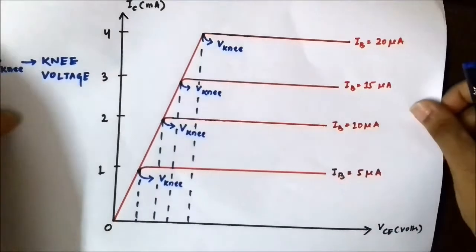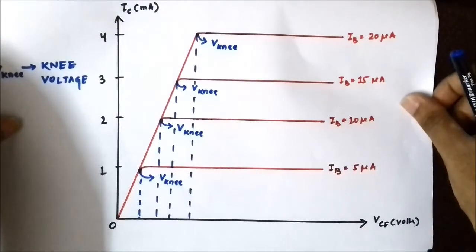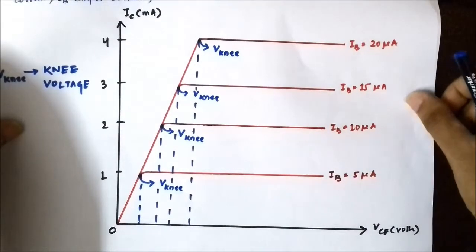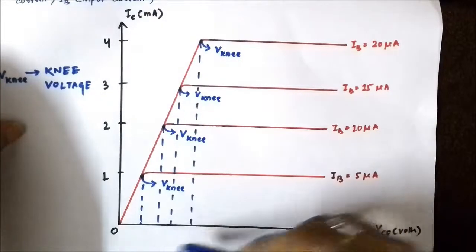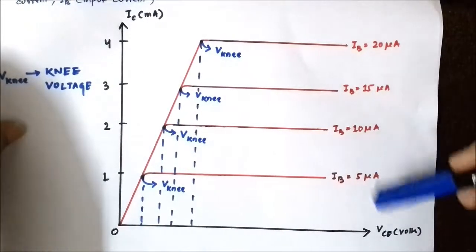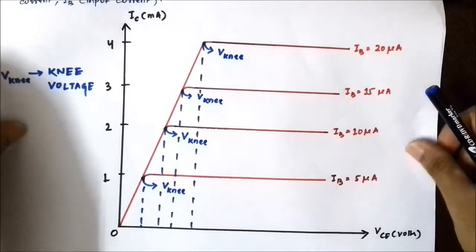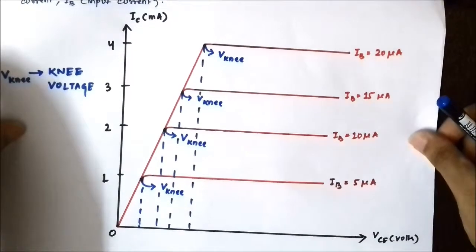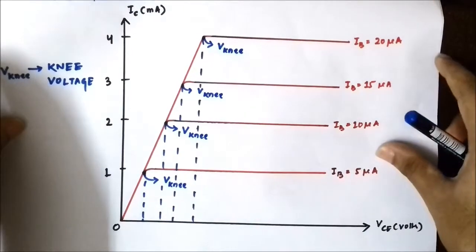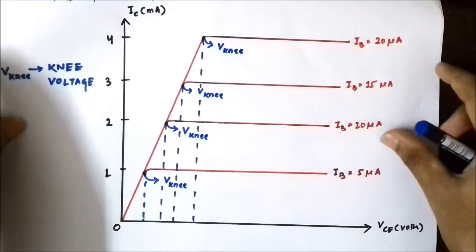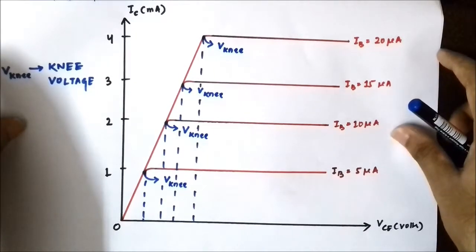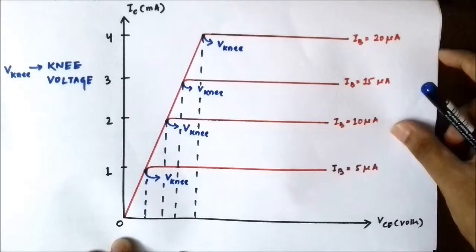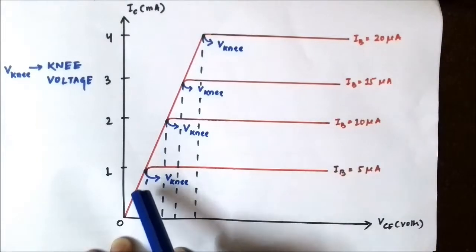Here the collector emitter voltage, or the output voltage, is on the x-axis, and the collector current, or the output current, is on the y-axis. For various values of base current, one thing is common: after a certain collector emitter voltage, the collector current becomes constant and independent of the collector emitter voltage. That value of collector emitter voltage is called the knee voltage.